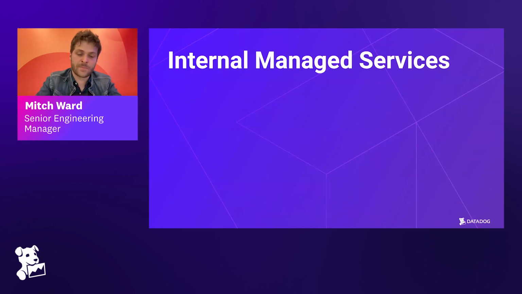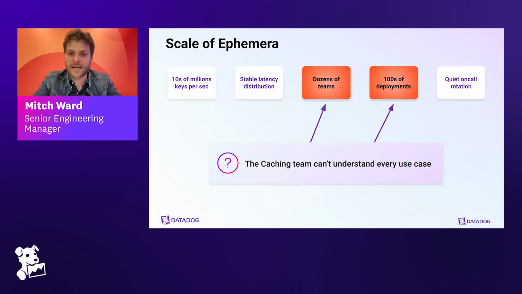So I wanted to throw us back to the slide that Jess had on the scale of Ephemera and highlight these two boxes. So for us, we're working with dozens of different teams, and we have hundreds of deployments. When we were starting, we just had early adopters. We deeply understood their use cases end to end and talked a lot with them.